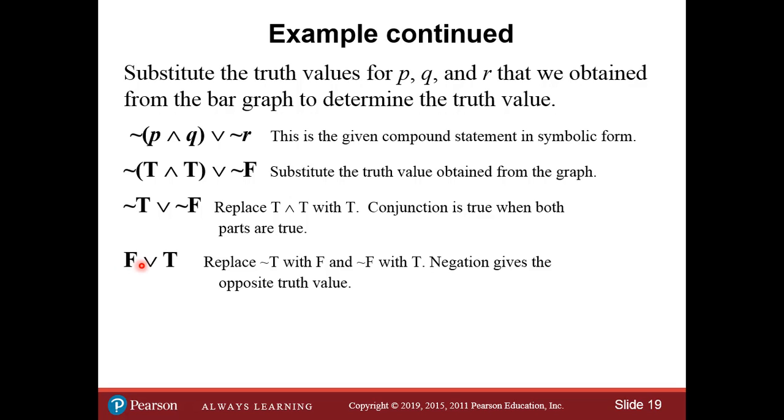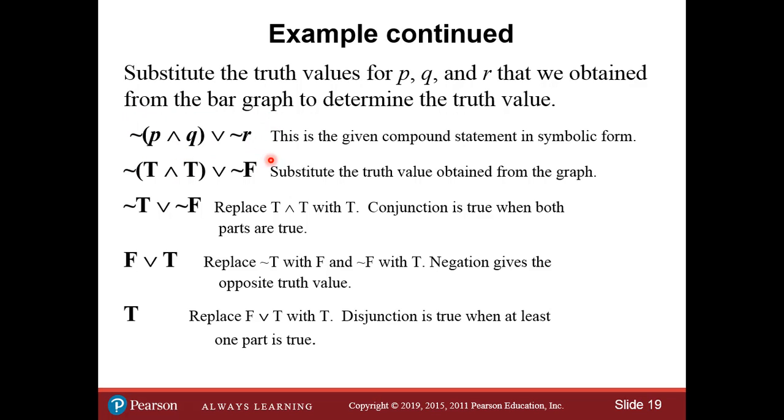And so we get false or true. Well, obviously this is going to be a true statement because we've got a true. And so the disjunction is true when at least one part is true, right? So guess what? We just proved that this statement is true. And that's the end of it.